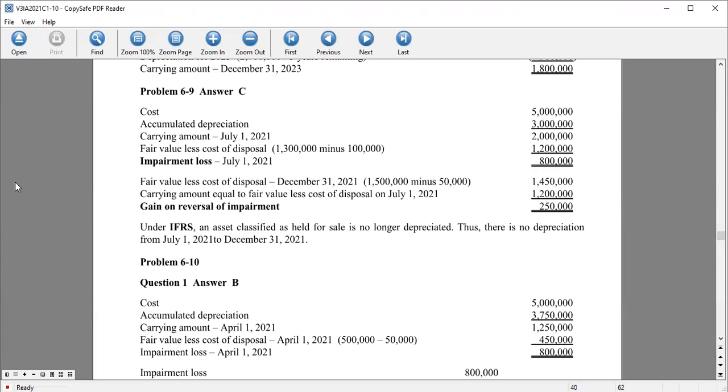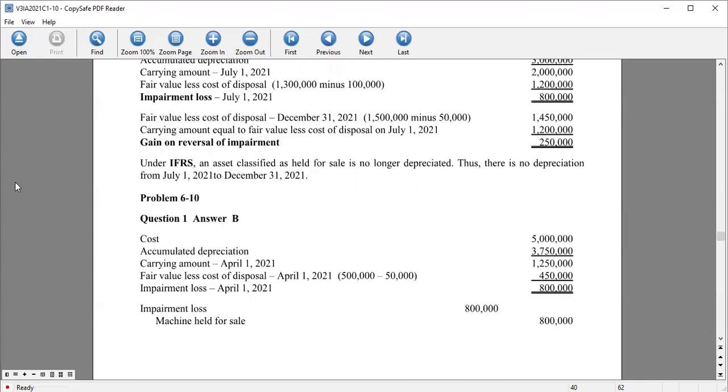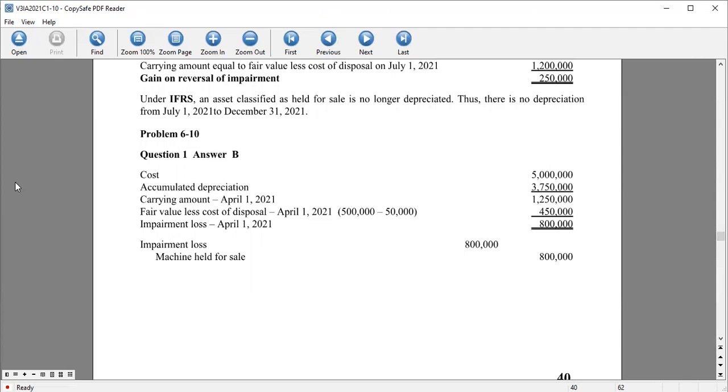Impairment loss on July 1, 2021 is for the amount of 800,000. But the gain on reversal of impairment, fair value less cost of disposal on December 31, 2021, 1,450,000. The carrying amount equal to fair value less cost of disposal 1.2 million. The gain on reversal of 250,000. That's letter C. Under IFRS, an asset classified as held for sale is no longer depreciated. Thus, there is no depreciation from July 1 to December 31, 2021. Now we have problem number 10 with 2 questions.